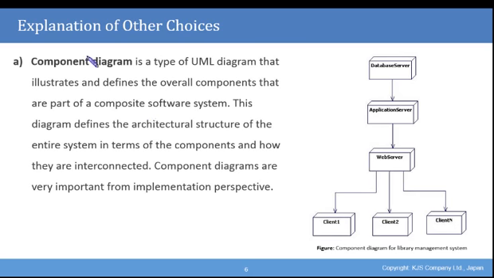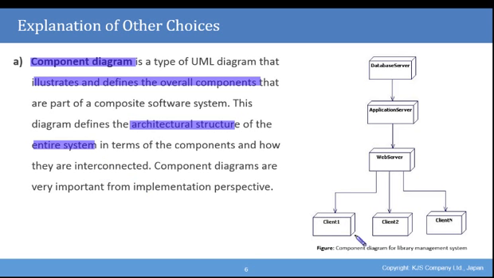Let's look at how the other answers relate to UML. So A, component diagram, is a type of UML diagram that illustrates and defines the overall components that are part of the composite software system. This diagram defines the architectural structure of the entire system in terms of components and how they are interconnected. Component diagrams are very important from an implementation perspective.